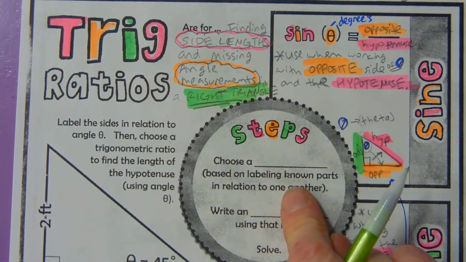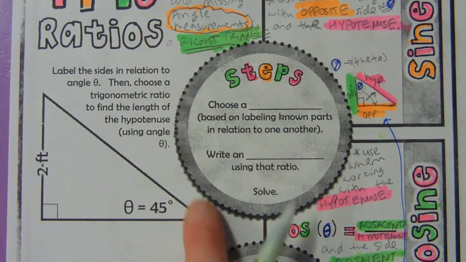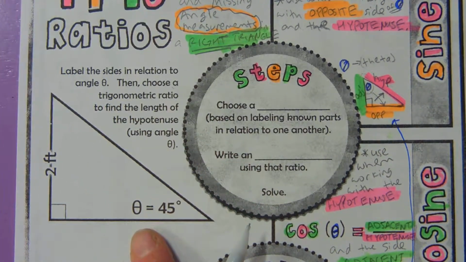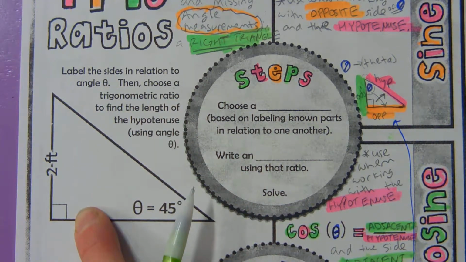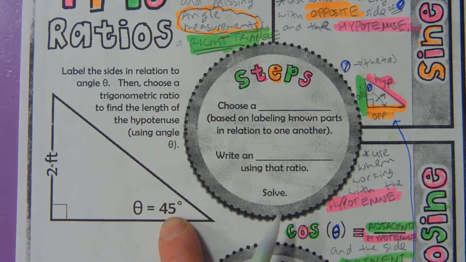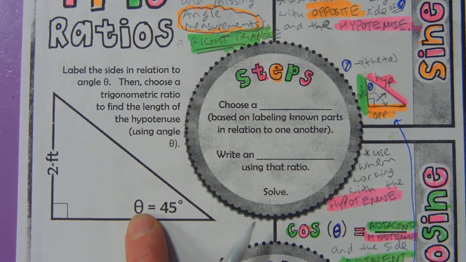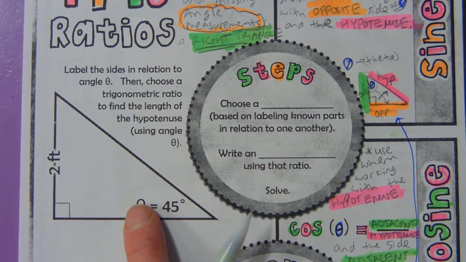The steps, how we do this. So the first step is to look at your triangle. And here's a triangle. We're going to do this example for example number 1. And we are given this 90-degree angle, so we know it's a right triangle. And we're given this length is 2 feet, and this angle is 45 degrees. So there's our theta, and we have to label our triangle and then decide which ratio we're going to use.